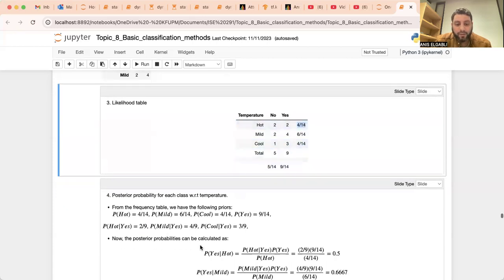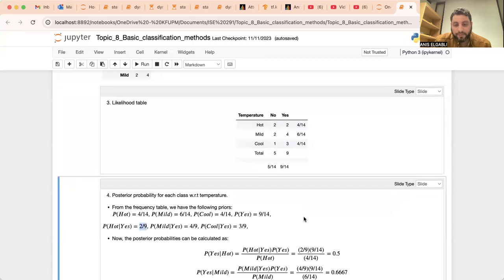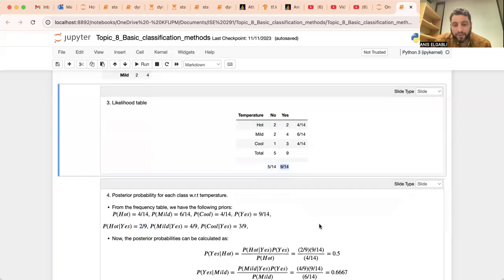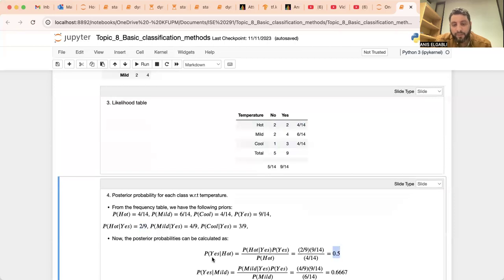Okay, now we are ready to compute the probability of yes given hot. That's equal to the probability of hot given yes, which is 2 over 9, as we computed here, times the probability of yes, which is 9 over 14, over the probability of hot, which is equal to 4 over 14. So now we came up with the probability of play equal to yes, given temperature equal to hot. That's equal to 0.5.